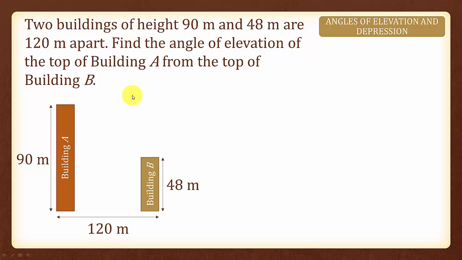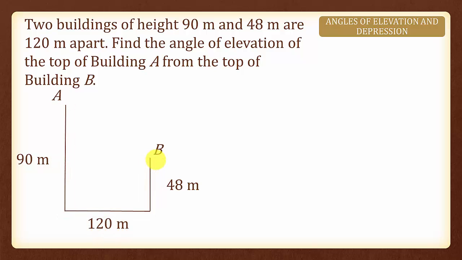In this next example, we have two buildings of heights 90 meters and 48 meters, which are 120 meters apart. We are asked to find the angle of elevation of the top of building A from the top of building B. Now let us simplify this picture here into this.